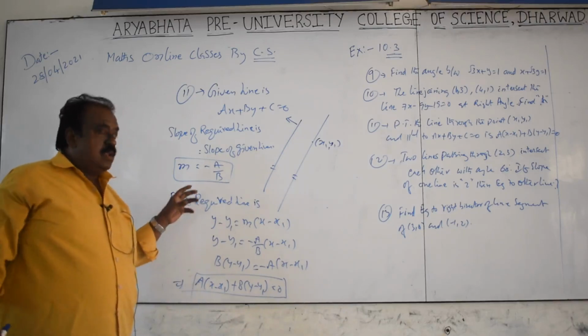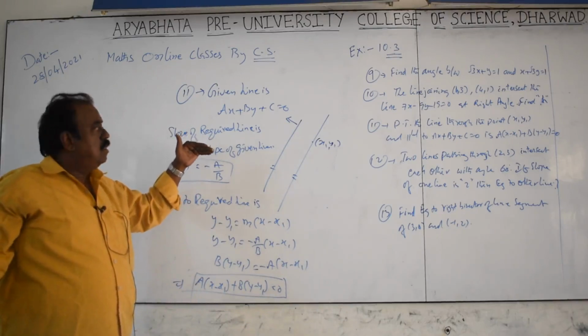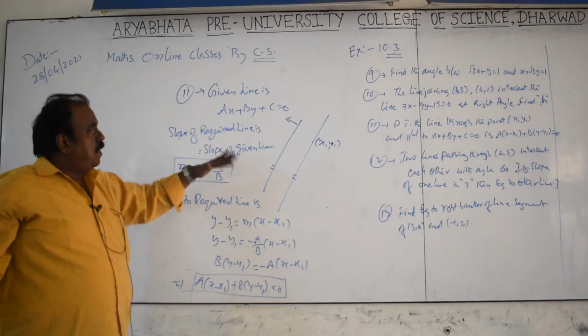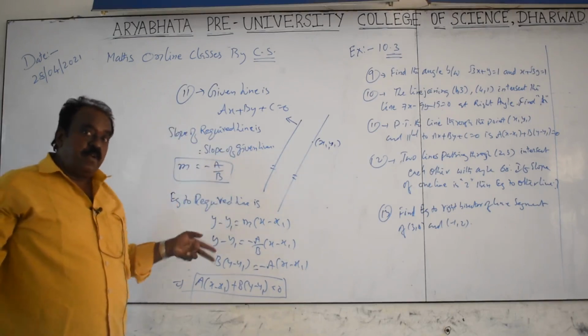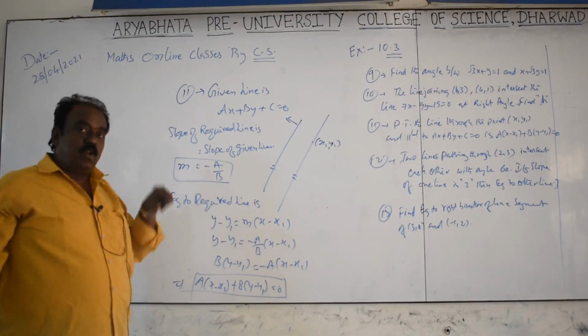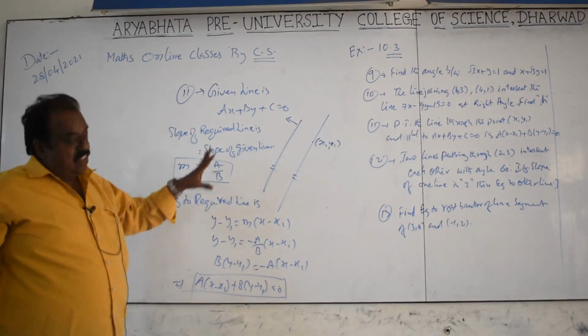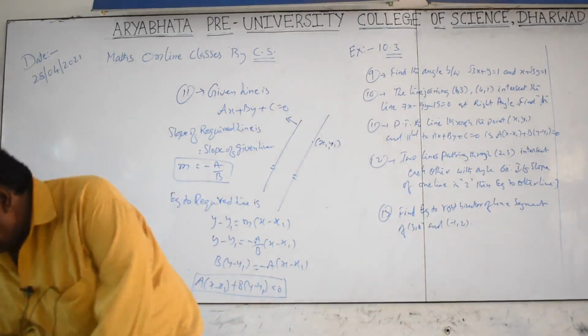Here the concept is that the required line is parallel to the given line. If lines are parallel, their slopes are equal. If lines are perpendicular, as in the previous problem, the product of their slopes is minus 1. Like this, I had to prove.